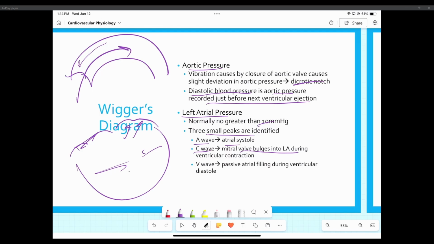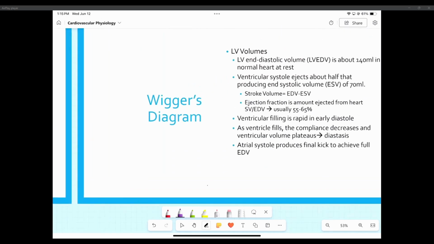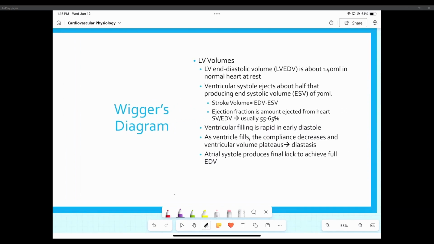And then finally you have your V wave. Just know that's ventricular diastole. So the atria are filling, and you get a little bit of a V wave. So V wave is ventricular filling. You have your A wave for atrial systole, C wave for left ventricular contraction, and then your V wave is ventricular filling or diastole. And we're going to draw all this out so it'll all be there. This is an important part right here, these left ventricular volumes.